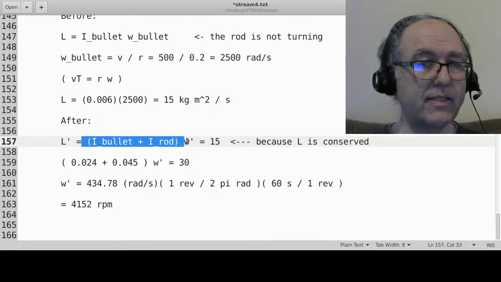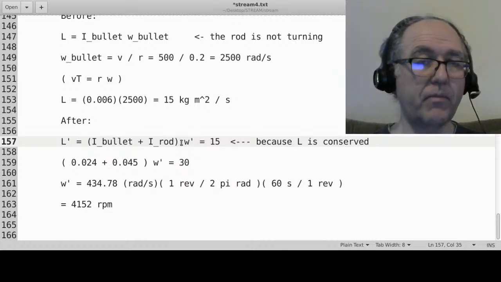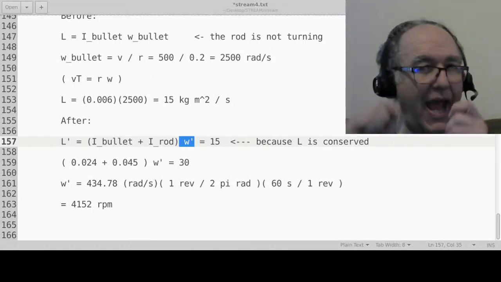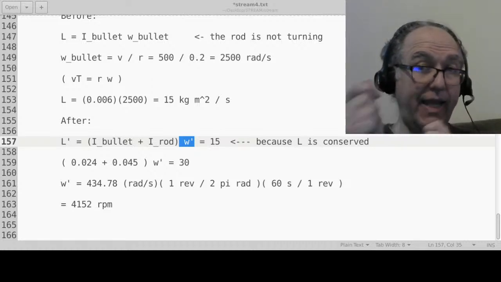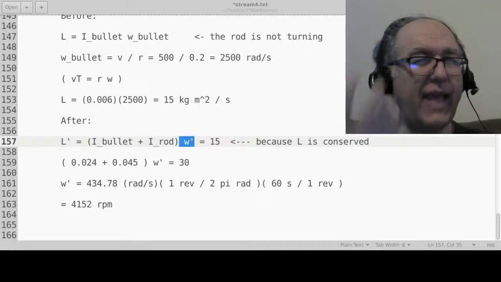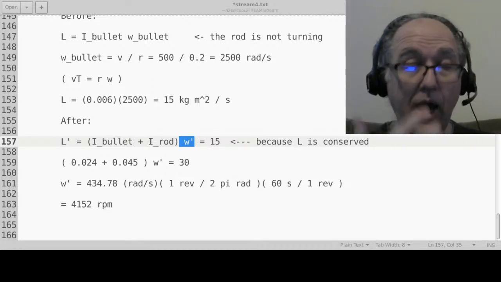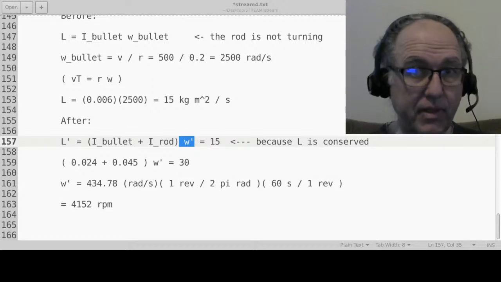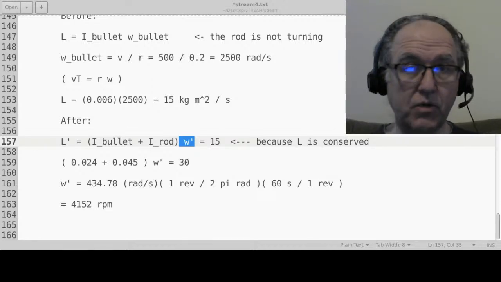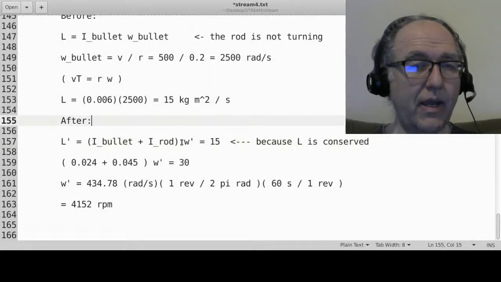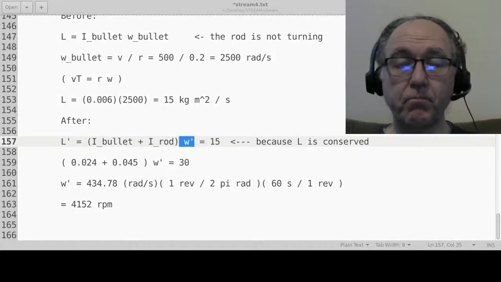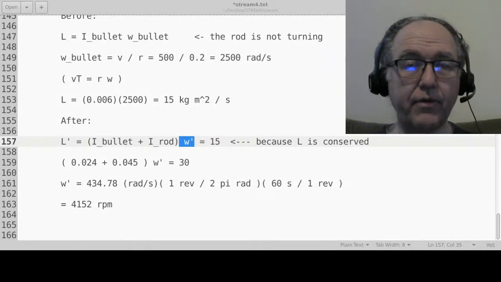But what's this? Well, first of all, both the rod and the bullet are rotating together. So if I ask what's the angular velocity of the rod or what's the angular velocity of the bullet, it's the exact same angular velocity because they're rotating together. And that's why I have just an omega prime there.